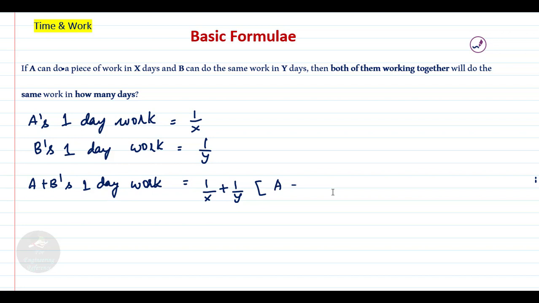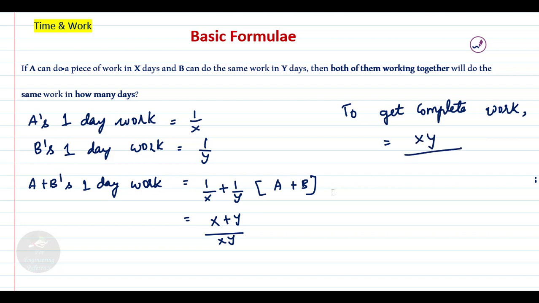where A plus B is what we have written in this way. So by cross multiplying this, we will get X plus Y divided by X into Y. What is this value? A and B's 1 day work. To get the complete work, we just have to invert this. Just invert it. This is one of the important formulas. Okay, going for the next question.